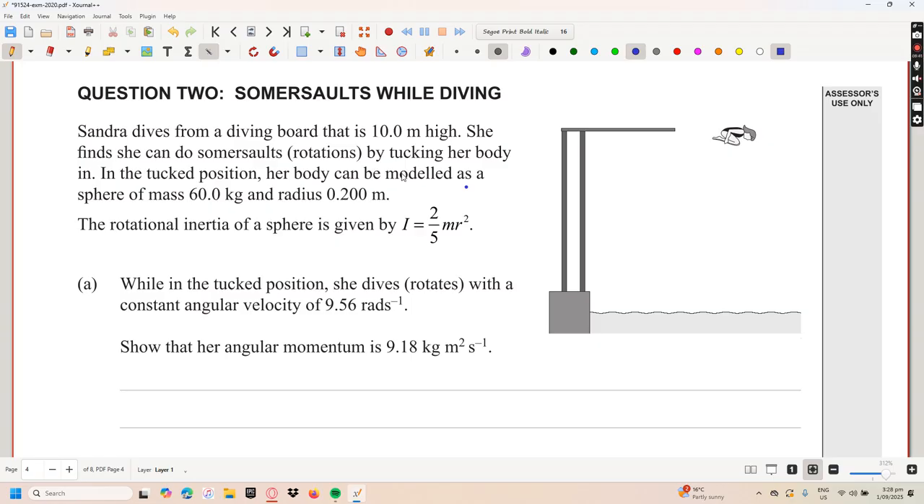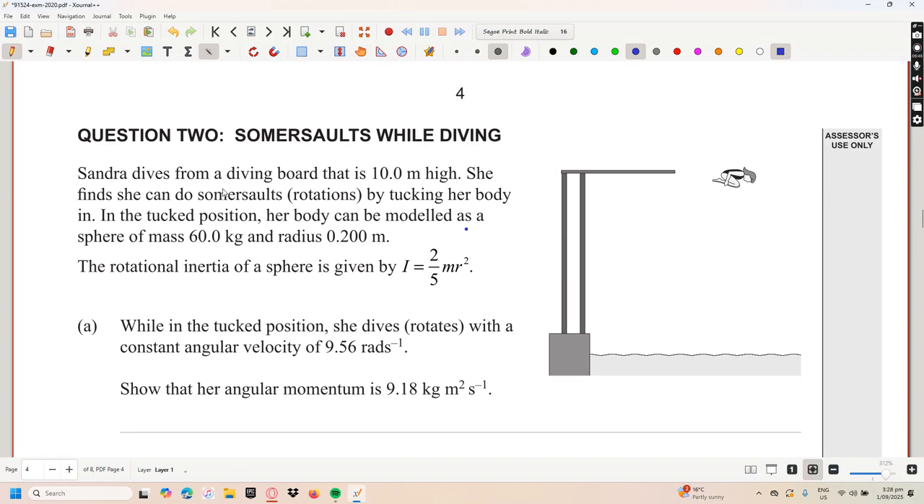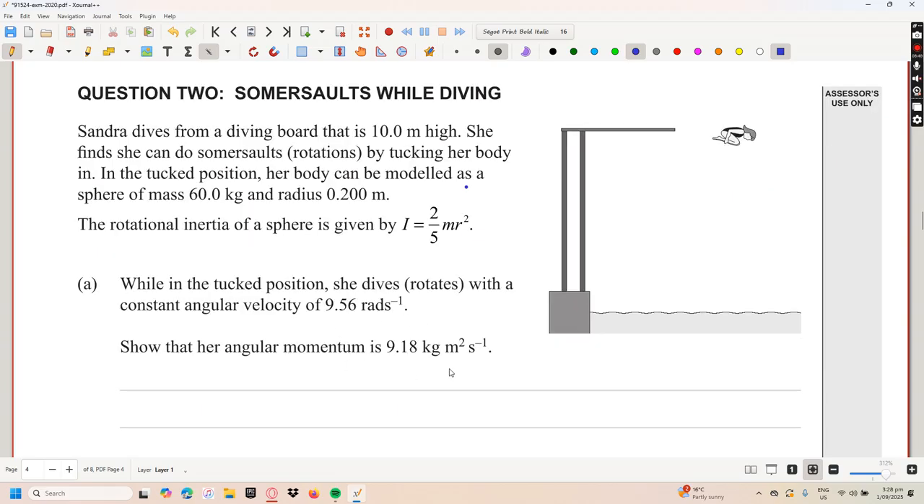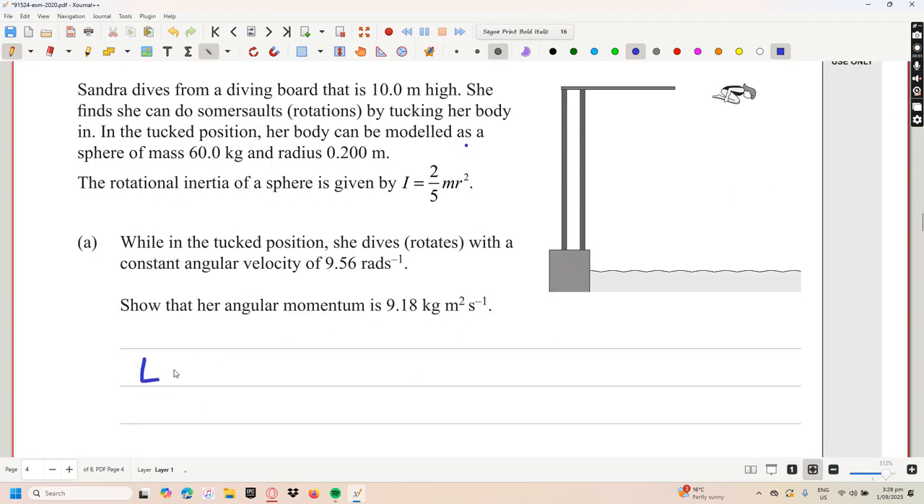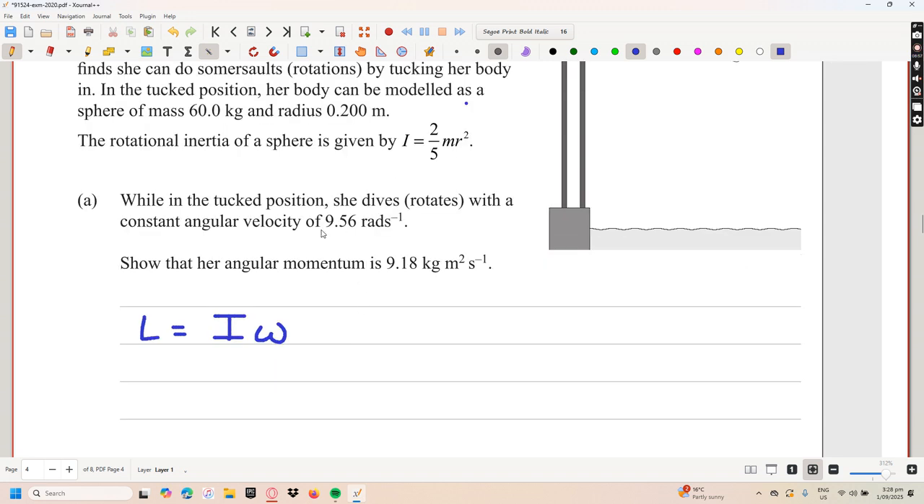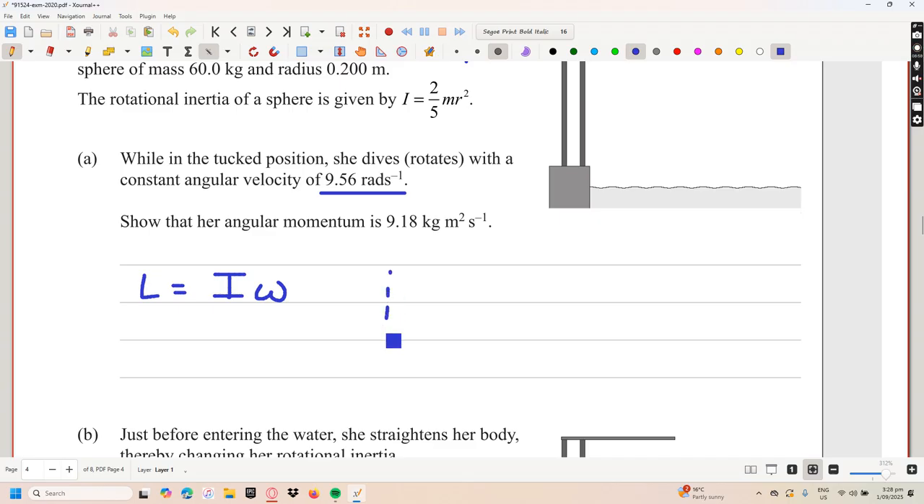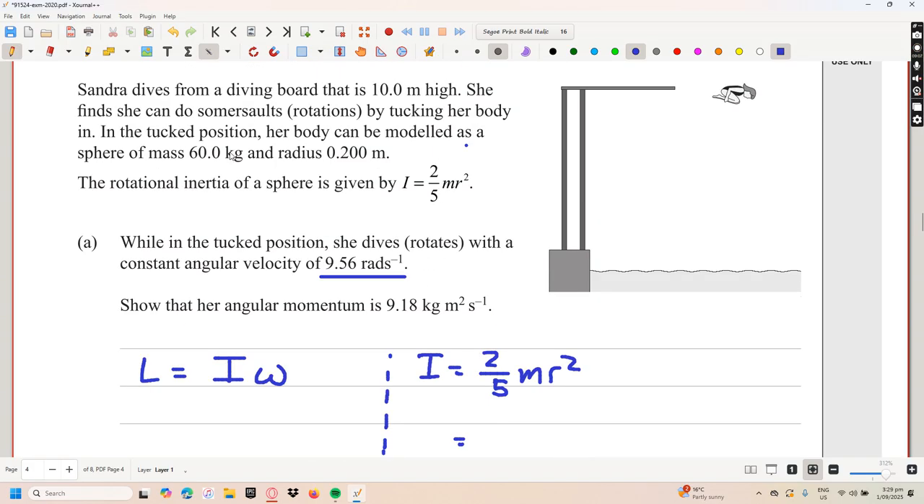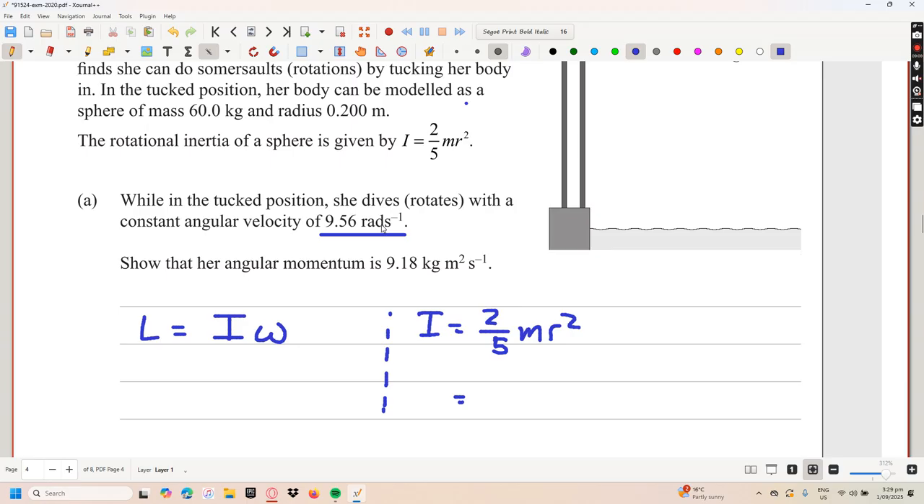Sandra dives from a diving board that's 10 meters high. She finds she can do a somersault by tucking her body in. Okay, there's the information. Rotational inertia question, essentially. Show that our angular momentum is this. Well, our angular momentum will be given by rotational inertia times angular velocity. They give us the angular velocity. We don't have the rotational inertia. They do tell us that is 2/5 mr squared, which we can calculate because we've been given the mass and given the radius of the model sphere.